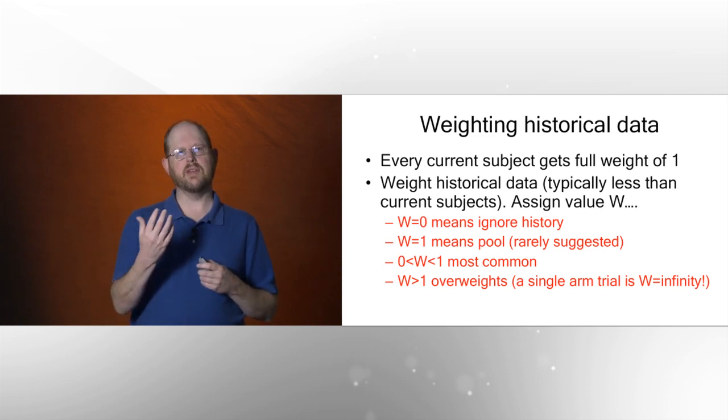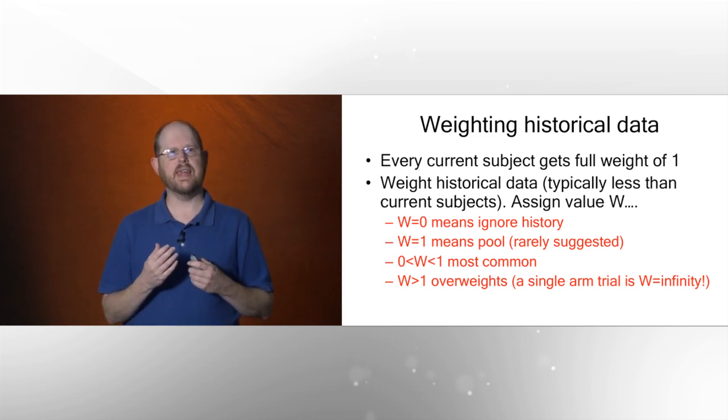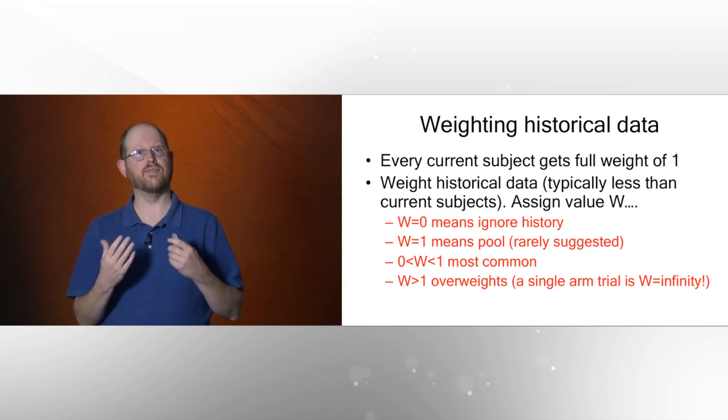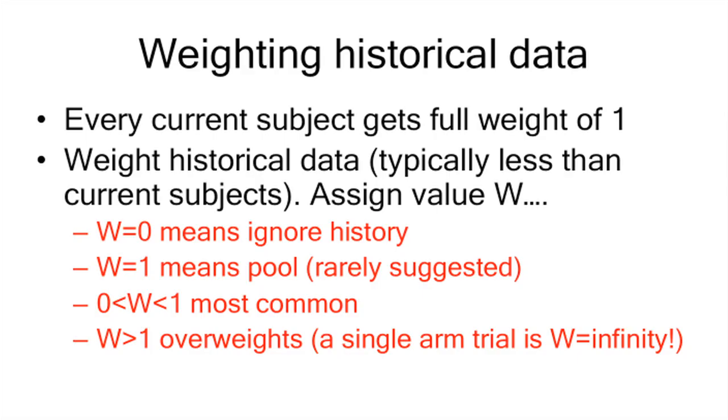So the weighting here, what you can see in the red text, is saying that every current subject gets a full weight of 1, so 100%. The question is, what is the relative weight that you give to history? So you could give it a weight of 0. This is what's commonly done if you ignore history. W equals 0, pretend it doesn't exist. You could say W is equal to 1, so you give it the same weight as the current subjects. That says a subject in the past counts exactly the same as a patient that's now. Those are usually the extremes. Usually you try to pick something in between.